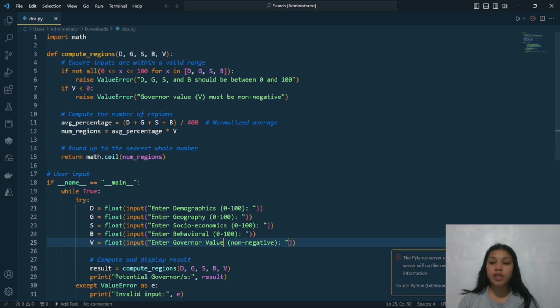So in this test run, we analyzed different cases where demography, geography, socioeconomics, and behavioral factors influence the number of potential governors. By applying the divide and conquer algorithm, we achieve efficient and strategic governance planning. The result shows that higher socioeconomics and demographic values significantly increase the required number of governors. And that's how our program works. We took real-world factors, applied a simple mathematical model, and used Python to calculate governance potential. This concept can be expanded further by integrating real datasets or adding more complexity to the calculation model.